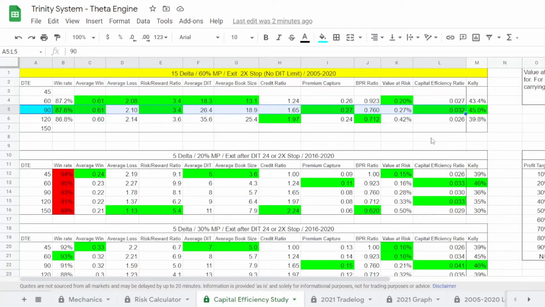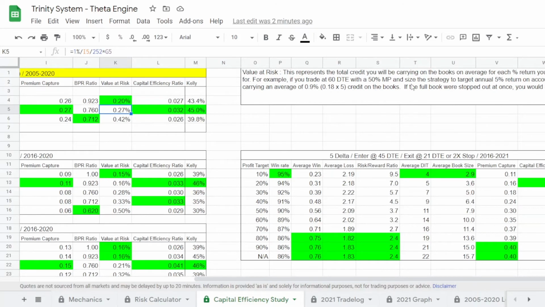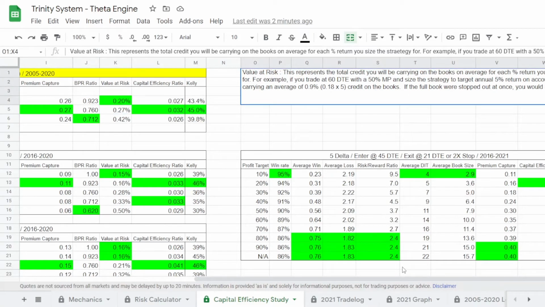All right. So again, that is why we really want to use the credit as a proxy for risk. But this risk calculator is really going to give you an idea of exactly where this value at risk comes from. So remember, value at risk is my way of measuring how much premium you have on the table at any one time, because the premium dictates your potential loss because we're taking double that, right?